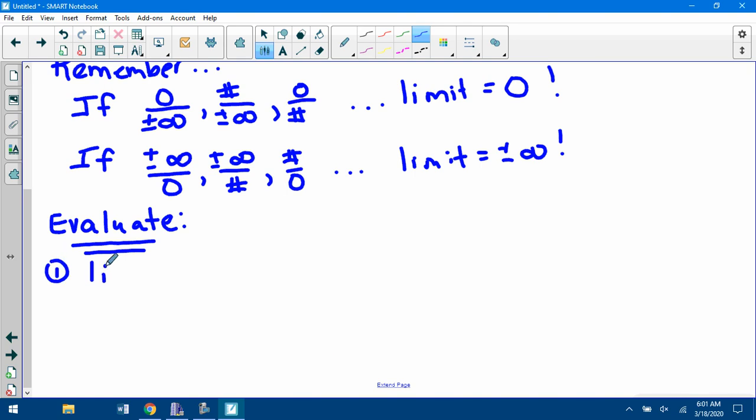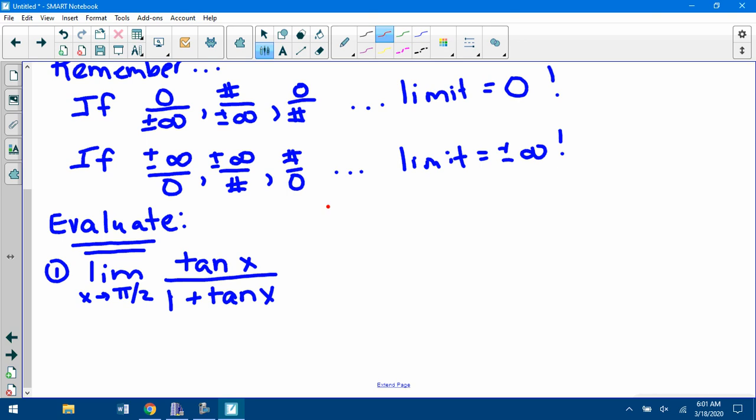Limit as x goes to pi over 2 of tan x all over 1 plus tan x. Okay, what do I do? Okay, well, the ones I show you today are going to be a little bit different than yesterday. Not too different, but a little bit. What's tangent of pi over 2? Picture the tangent graph. The tangent graph's the one that starts at 0, but then what happens at pi over 2? There's an asymptote. So that means tangent of pi over 2 is undefined.